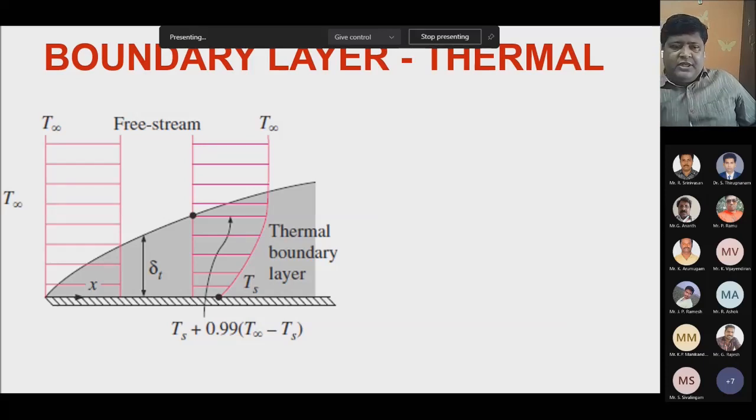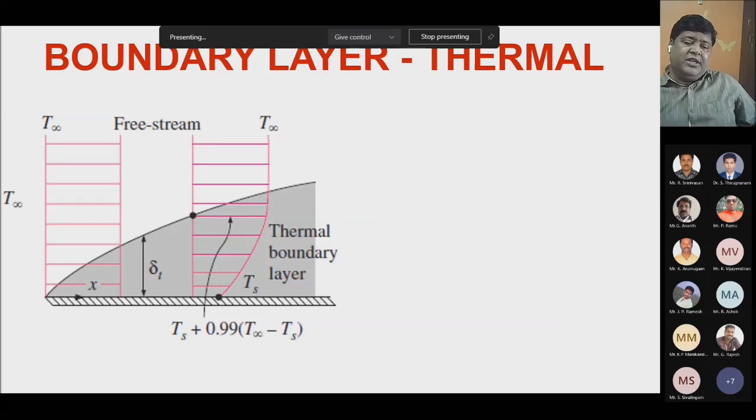As it moves away from the plate in the y direction, you can see it becomes T infinity. That is, the temperature of the fluid attains the free stream temperature. At what temperature it is approaching the solid body, the same temperature will be there beyond the boundary layer. So delta T is the thermal boundary layer thickness, the thickness beyond which the temperature of the fluid will be equal to the temperature of the free stream.